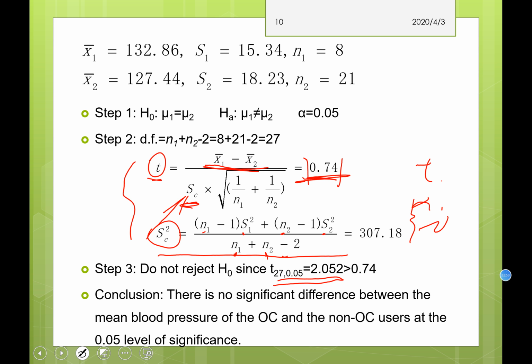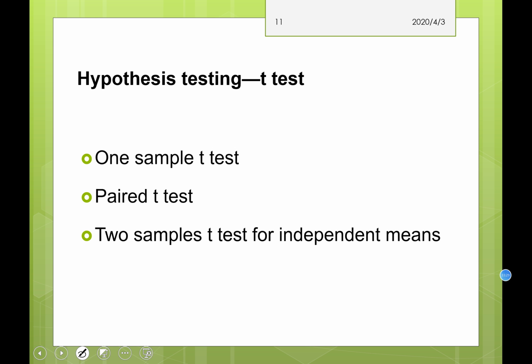It's bigger than what we calculated with the data given in the question. So that means P is less than alpha. So we cannot reject H0. So the conclusion is there is no significant difference between the mean blood pressure of the OC and the non-OC users at the 0.05 level of significance. So that is the procedure for the independent samples t-test.